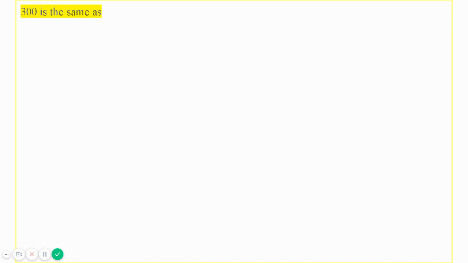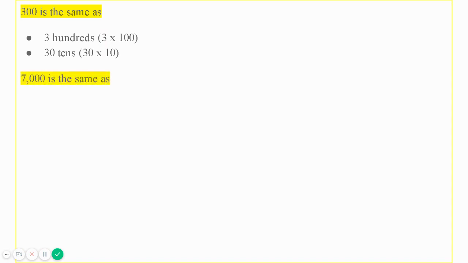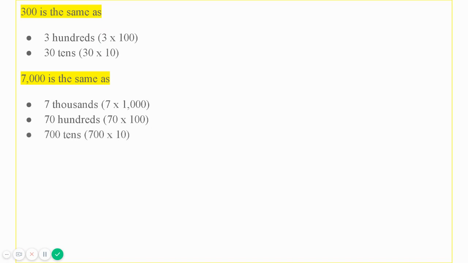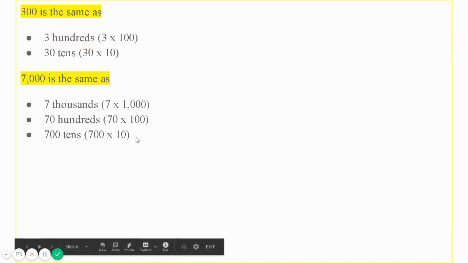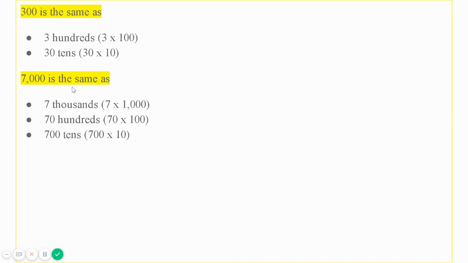300, so there's different ways we can name this. 300 is the same as 3 hundreds, right? Or 3 groups of 100, 3 times 100. It's the same as 30 tens, or 30 times 10. Okay? And 7,000, we can look at the same way, is also the same as 7 thousands, of course, 7 times 1,000. 70 hundreds, or 70 times 100. Or 700 tens, or 700 times 10. These are different ways, okay, of saying this number here. We've just decomposed it to say, what is it really made up of, okay?